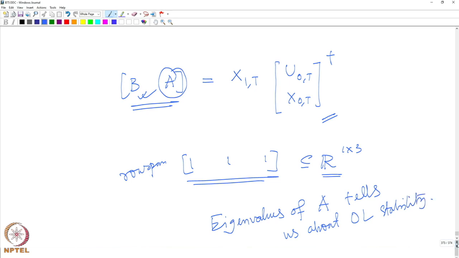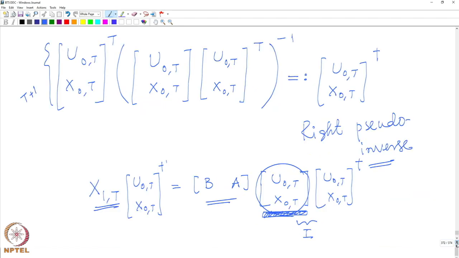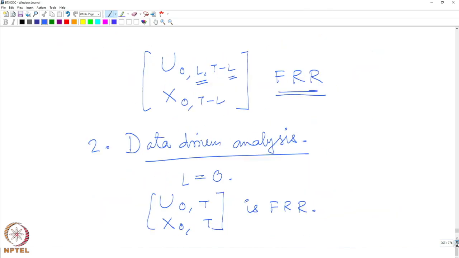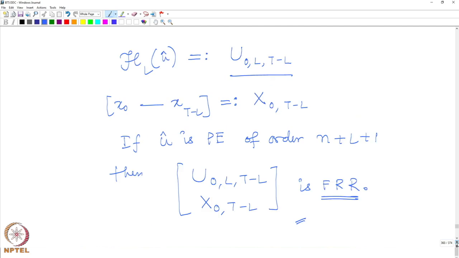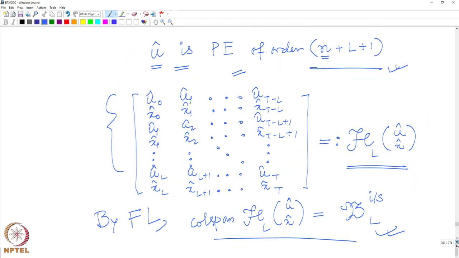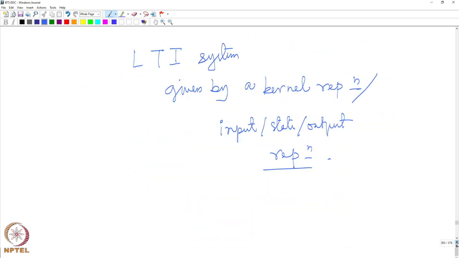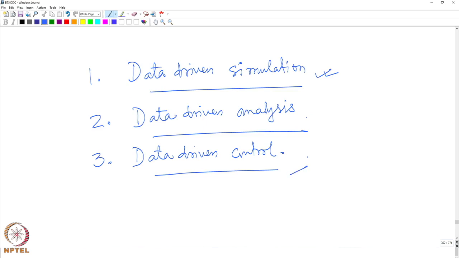So, I think I have run out of time for this lecture. What remains is to do this data driven control. We have done data driven simulation, we have done data driven analysis, and all that remains is a discussion on data driven control, and that we will see in the next lecture. Till then take care of yourselves, bye.